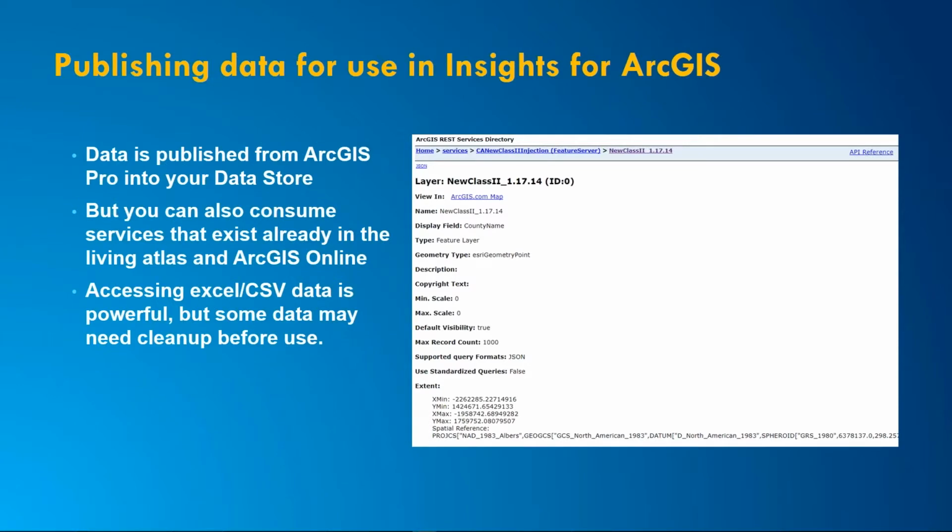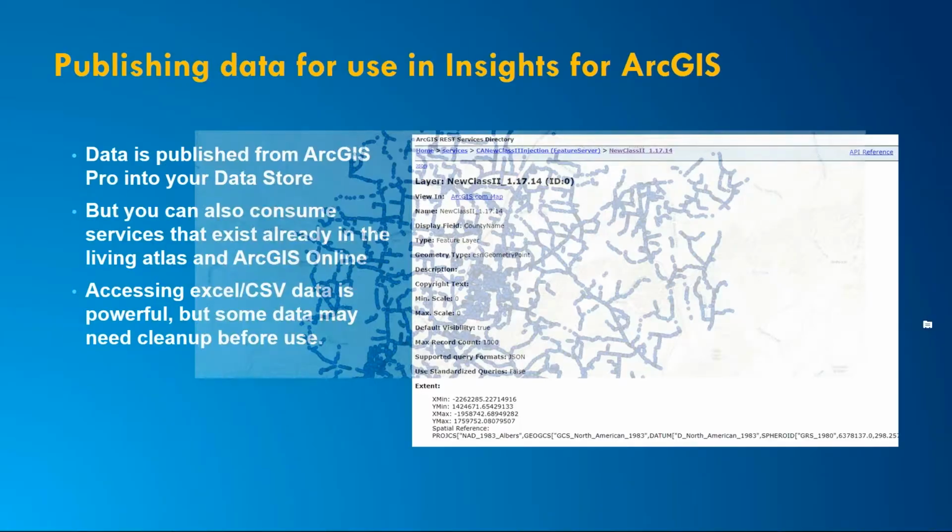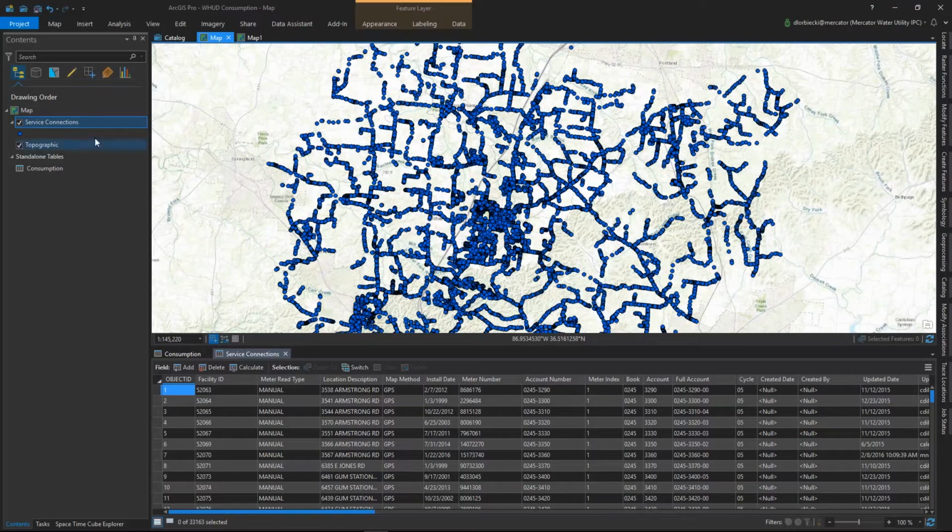So in all of these sessions, we've shown you data inside of Insights, but how exactly do you get that data into your organization or into a form that's able to be used inside of Insights? The first and easiest way to do that is to publish data from ArcGIS Pro into your ArcGIS data store in your installation of Portal for ArcGIS. And to do that, it's actually very simple.